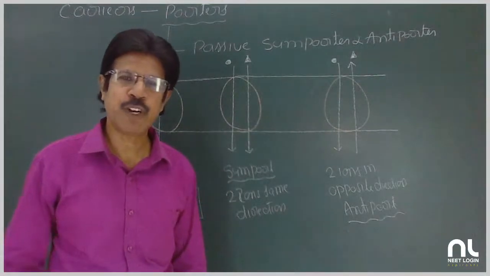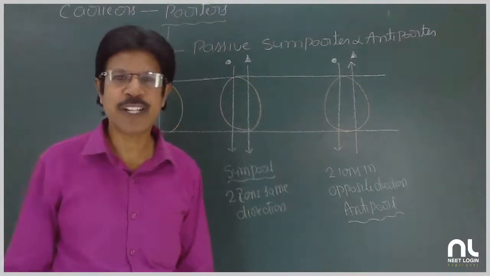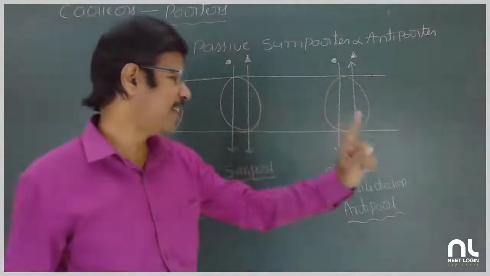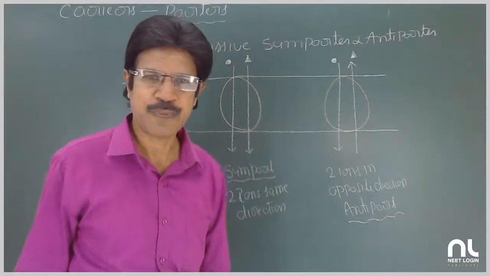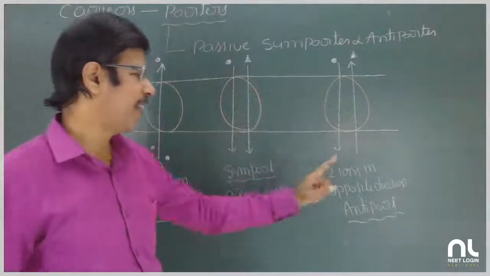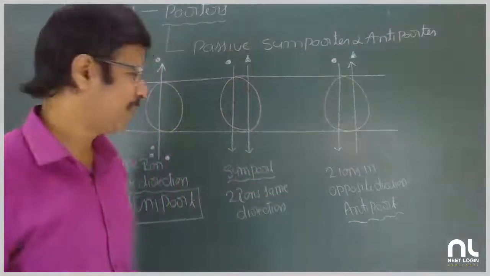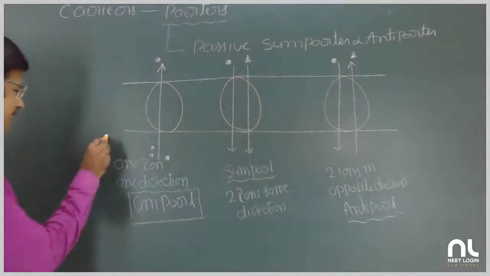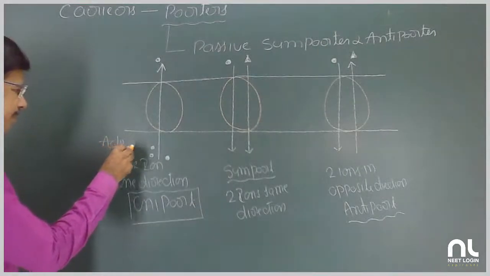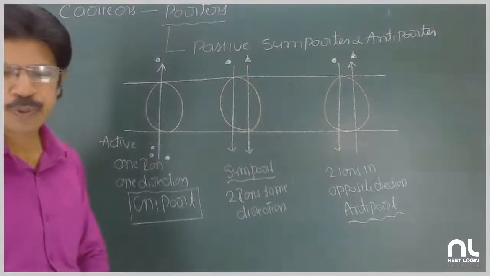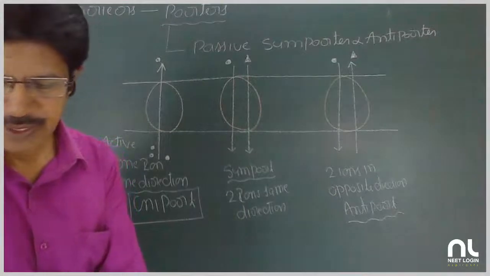So uniport followed by co-transport. The co-transport involves the symport as well as the antiport. So symport and antiport are the passive ones, and uniport it is active.